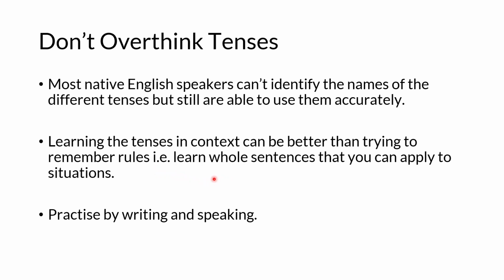So instead of learning all of the individual endings, sometimes it's helpful to learn whole sentences that you can apply to situations, such as talking about fixed events. So learning how to talk about certain situations, such as if there's going to be a party, so the party will be at 9 tonight, or her flight arrives at 9 tomorrow. So I highly encourage you to practice by writing and speaking and learning this in context.